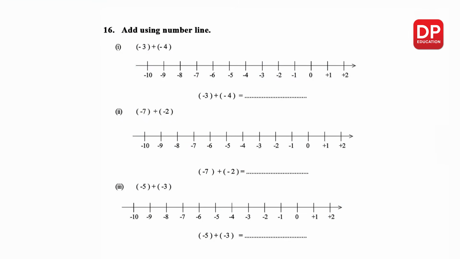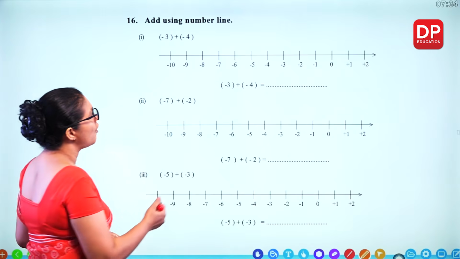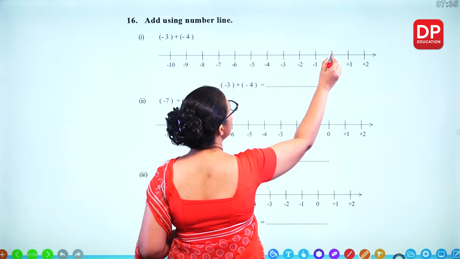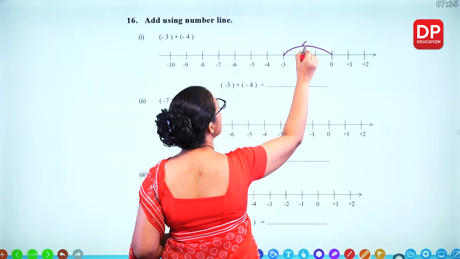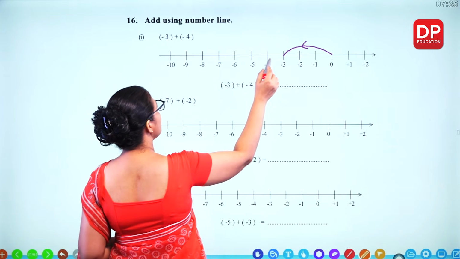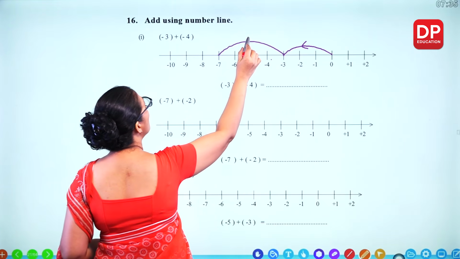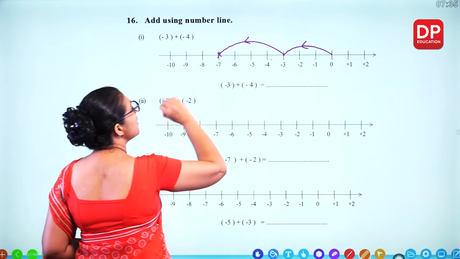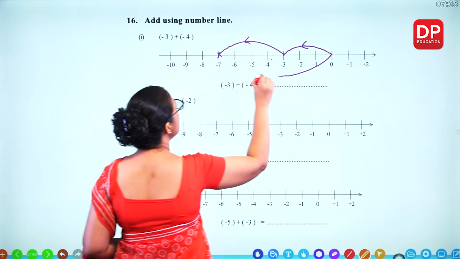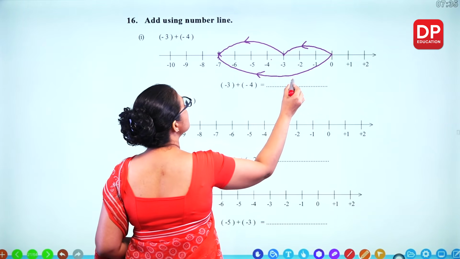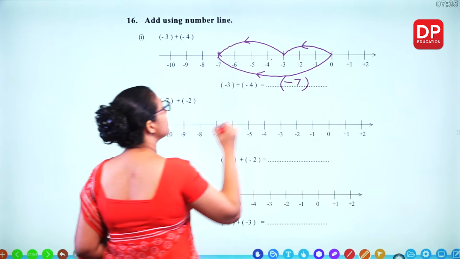Add using number line. Minus 3. So how do you do that? Starting from 0, minus 3 means towards the left side 3 squares. Minus 4, 1, 2, 3, 4. Another 4. So this is the final position. So here to here is the answer. So you get minus 7.